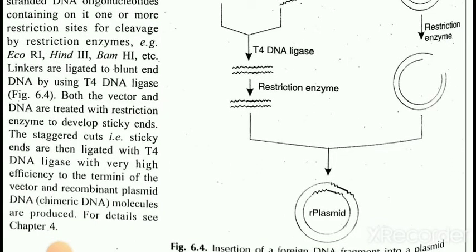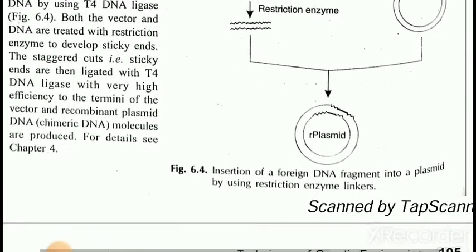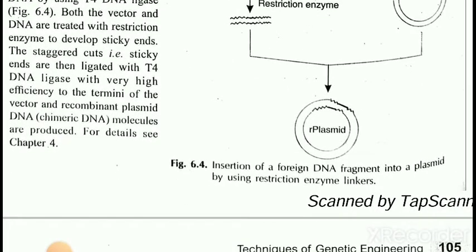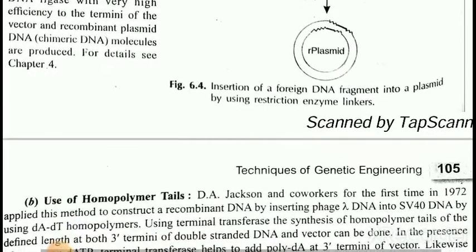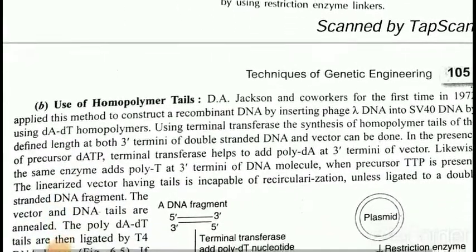Both the vector and DNA are treated with restriction enzyme to develop sticky ends. The staggered cuts, i.e. sticky ends, are then ligated with T4 DNA ligase with very high efficiency to the termini of the vector, and recombinant plasmid DNA, chimeric DNA, molecules are produced. For details see Chapter 4. See figure 6.4. Insertion of a foreign DNA fragment into a plasmid by using restriction enzyme linkers.